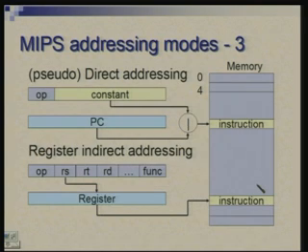Then we come to direct addressing. The meaning of direct addressing is that the instruction specifies address of the source or destination or the target. Okay. But here we do not call it direct addressing, we call it pseudo direct, in the sense that the address field in the instruction is not the complete address in itself.